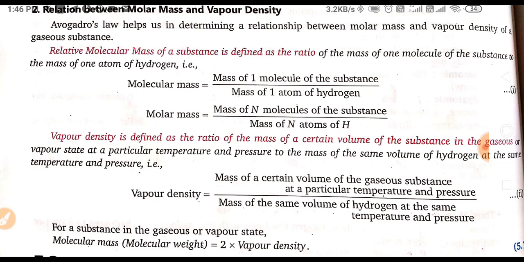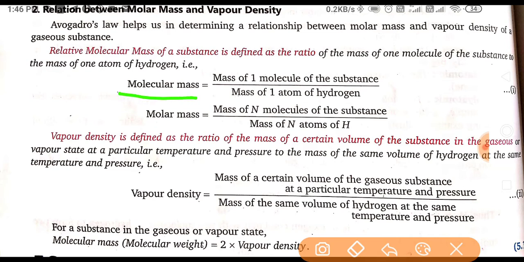Now we move to the relative molecular mass of a substance, which is defined as the ratio of the mass of one molecule of the substance to the mass of one atom of hydrogen. So we can represent it as molecular mass equals the mass of one molecule of the substance upon the mass of one atom of hydrogen, and molar mass equals the mass of n molecules of the substance upon the mass of n atoms of hydrogen.